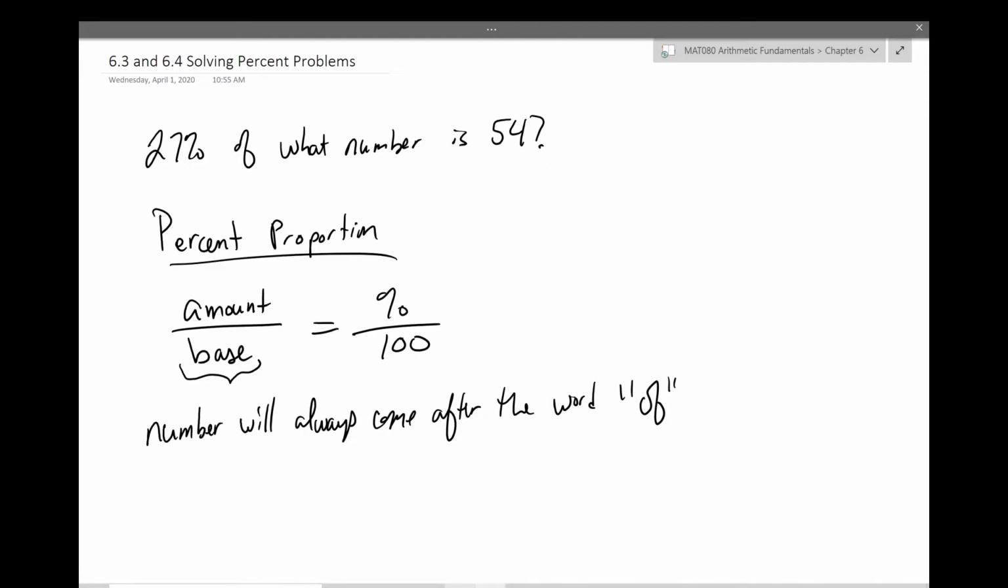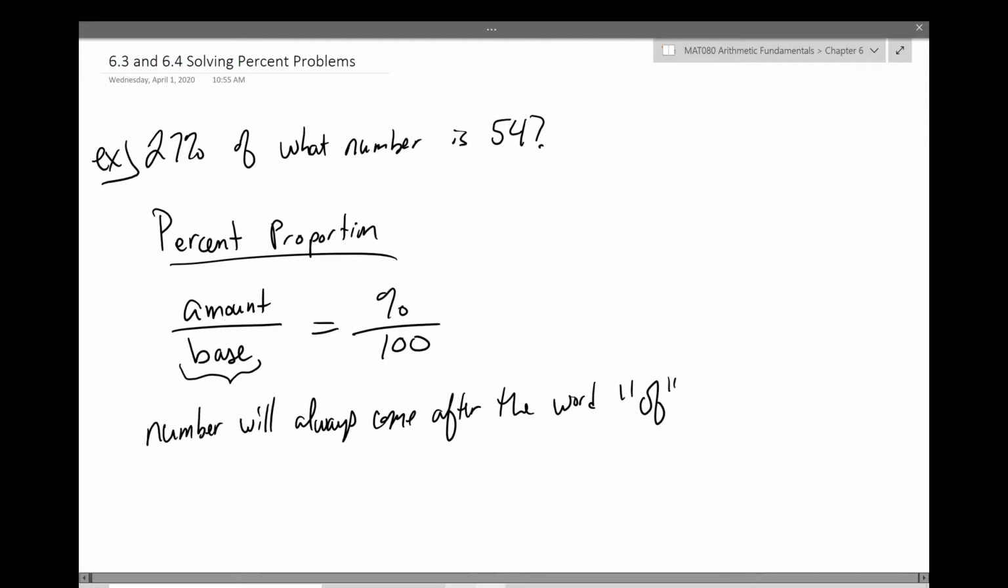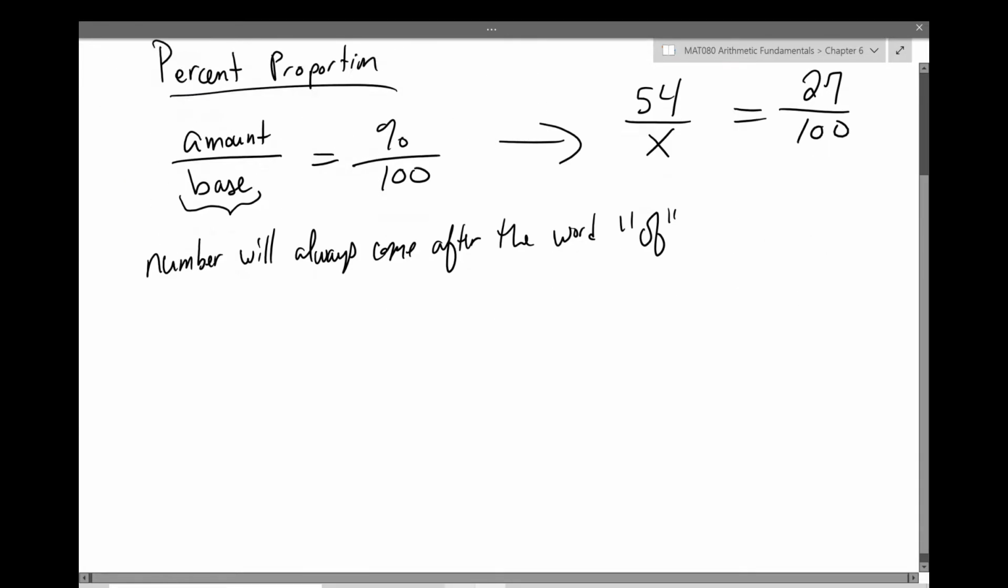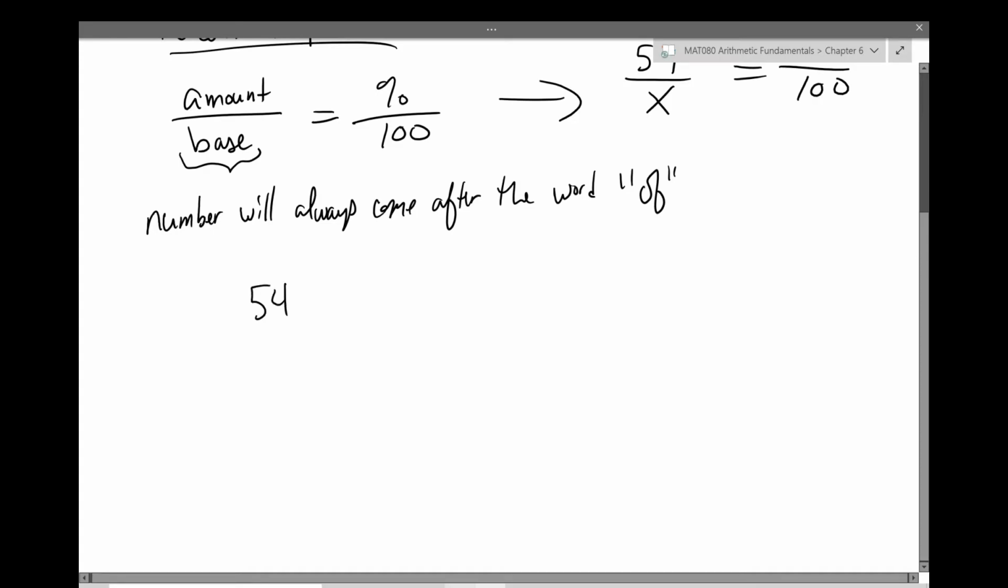So when I look at this previous problem here, this example, 27% of what number is 54, all I got to do is label. So the 27%, well, see the percent symbol that goes right here? All right, where the percent symbol is in my percent proportion. Here's the word of, and what's it say? Well, it says what number? So since I don't know what that number is, I put an X. And then the amount, well, that's going to be the number left over, 54. Okay? So when we look at this, let me write it down here. 54 over X equals 27 over 100.